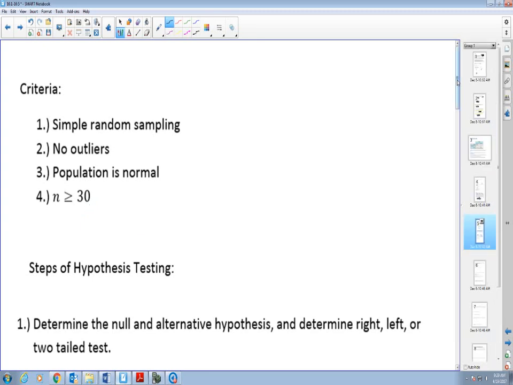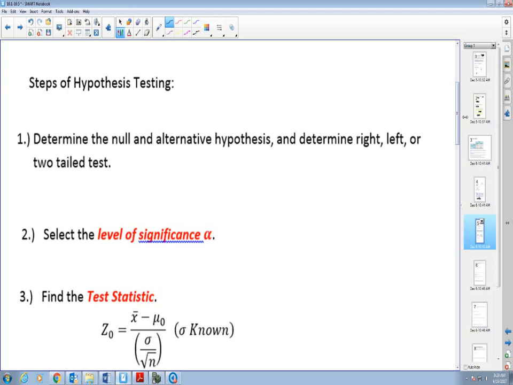Here are the steps of hypothesis testing. First thing we do is determine the null hypothesis and the alternative, so we can figure out whether we are doing a right tail, left tail, or two tail test. That's the first thing we have to do. Then we select the level of significance alpha, which the problem will tell us.